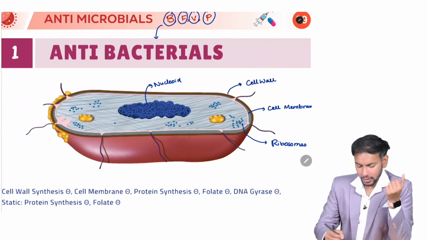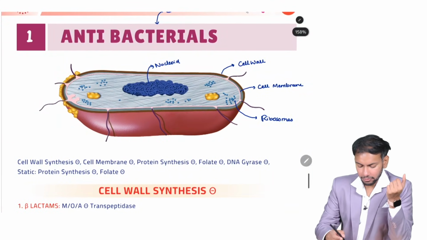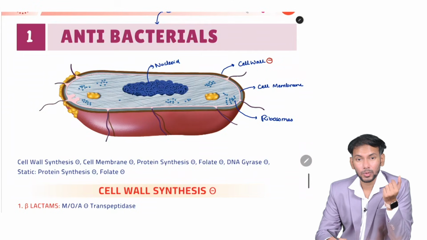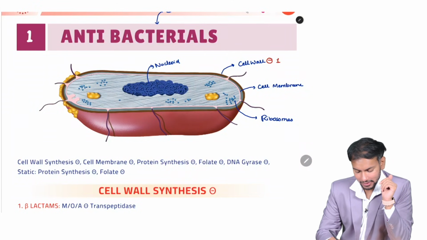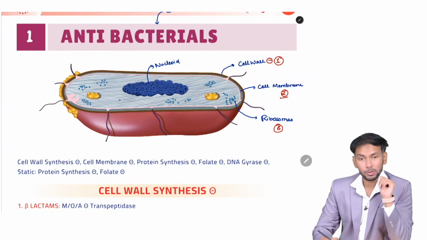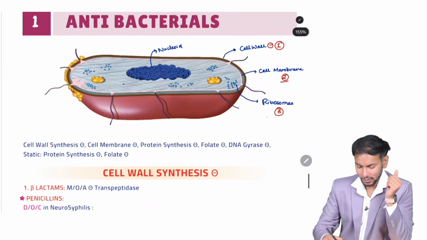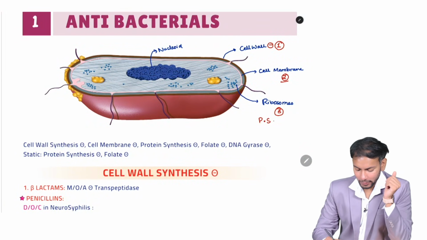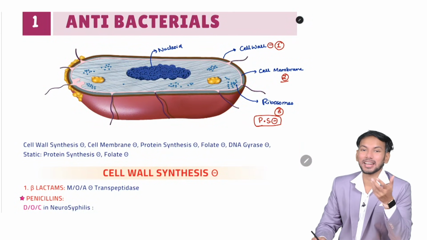So let us see. If we are breaking cell wall, these are known as cell wall synthesis inhibitors. These are first class of drugs. Second is cell membrane inhibitors, second class of drugs. Third class, in the ribosomes, what is happening? Protein synthesis. So we are blocking the protein synthesis. These are known as protein synthesis inhibitors. This is the third class of drug.